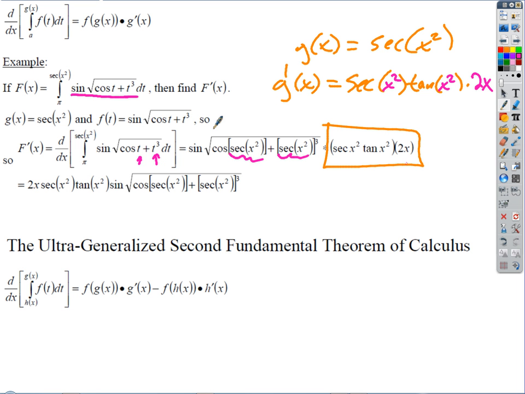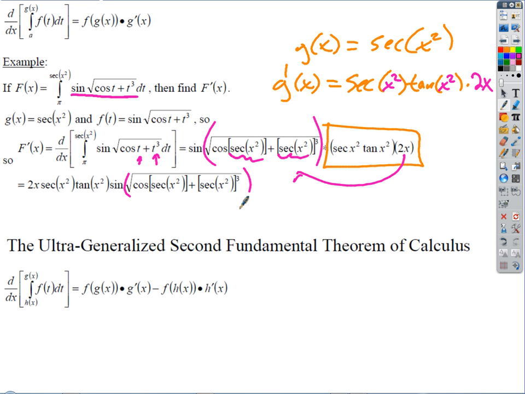I get the sine of all that stuff times g prime. And then if I wanted to clean this up, I could put the 2x out front and pull the secant squared, tangent squared out front. And then I've got this ugly part, sine of that big argument. But that's it. You could even take this one step further if you wanted to.